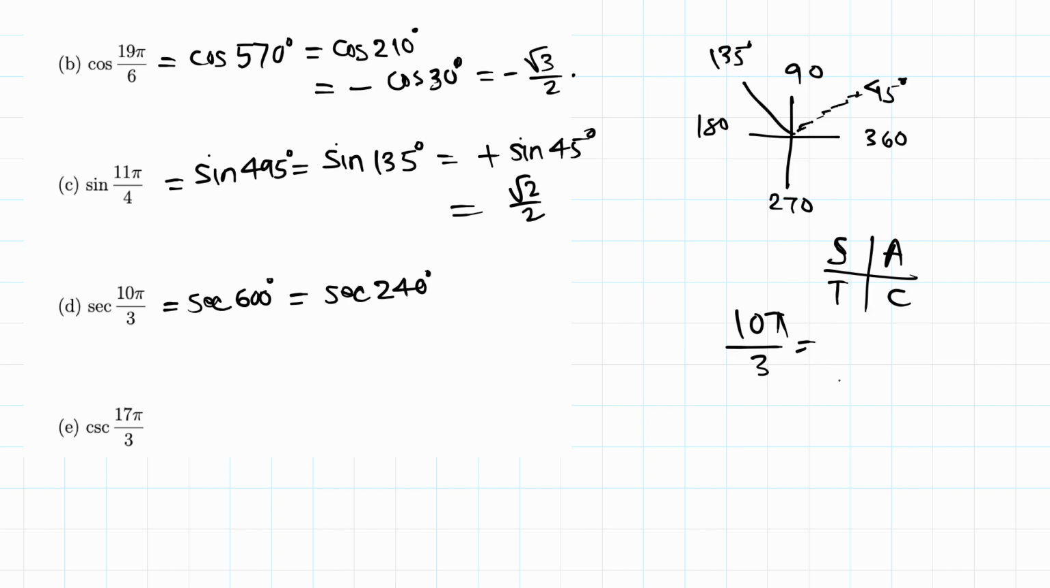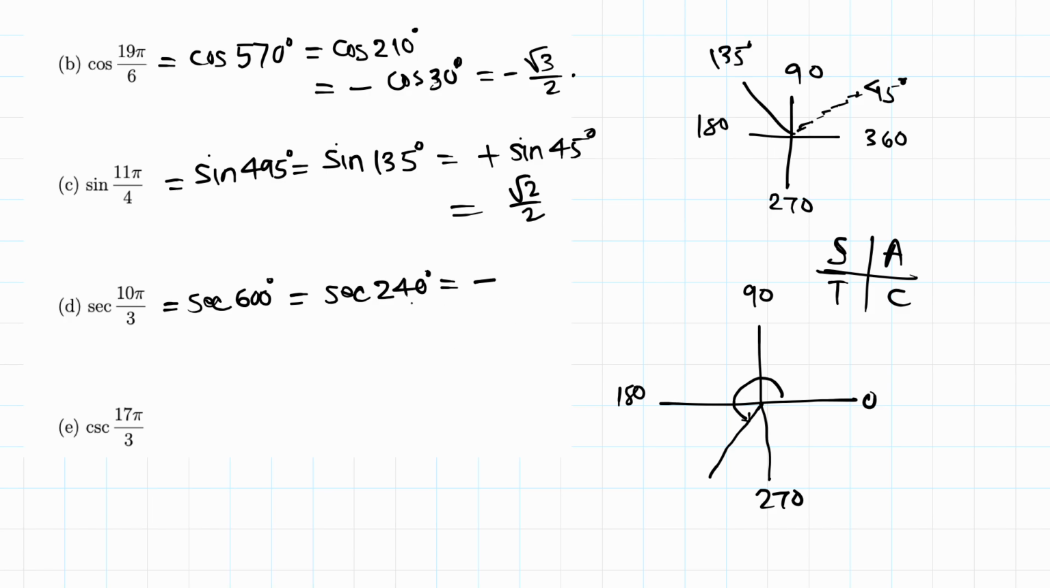So 240. So where is 240? Let's figure out the quadrant. That's the 270. That's 90. 180. 240 is, I don't know, somewhere here. Okay, this is starting 0, 90, 180, a little bit more. That's in third quadrant. And if we look at the quadrant rule, ASTC, only tangent and cotangent have positive value. So secant in the third quadrant will have negative.